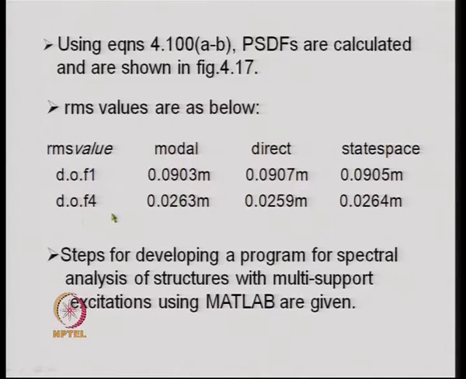Similarly, for degree of freedom 4, that is, the first floor displacement, the RMS values are again quite comparable, they are close to each other.